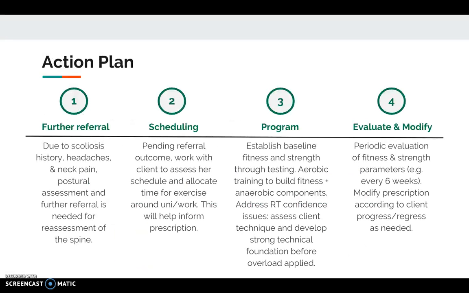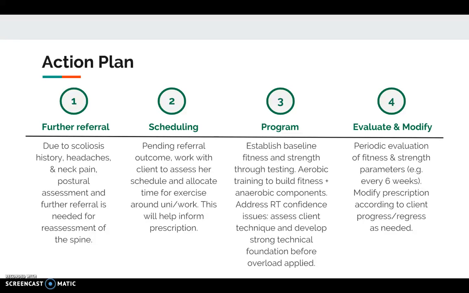My action plan for my client begins with a postural assessment and further referral to her GP. Due to her history of scoliosis, reassessment of her condition is pertinent before we progress. Pending the referral outcome, I must work with my client's schedule to determine the most appropriate location, time, and format for her to undertake my program, and provide her with time management strategies.